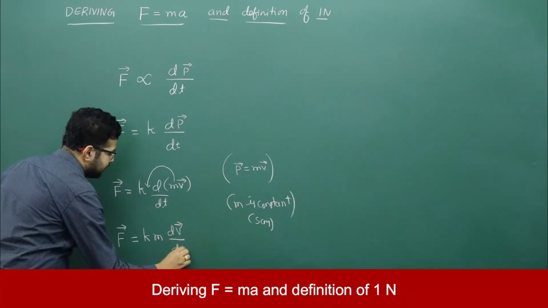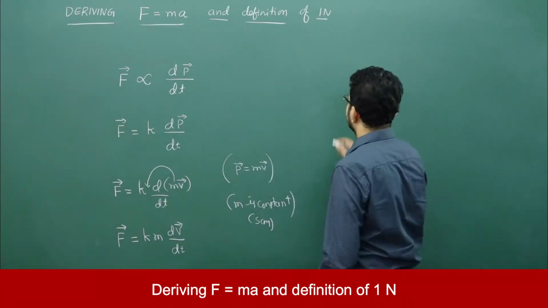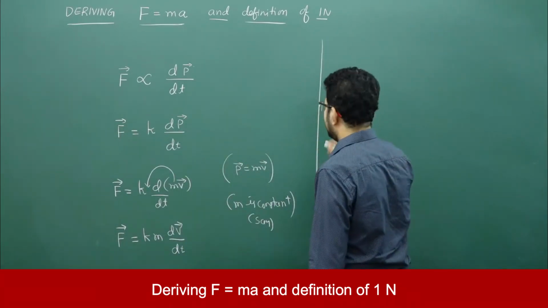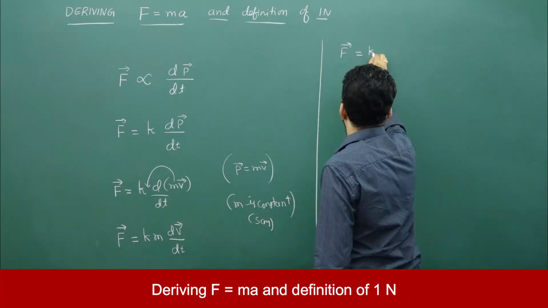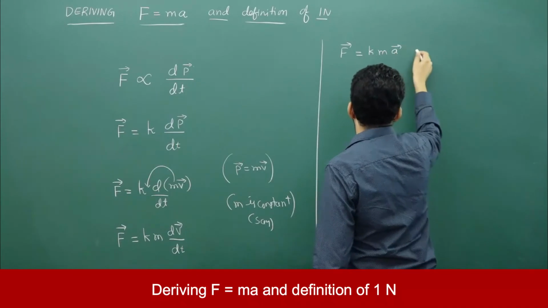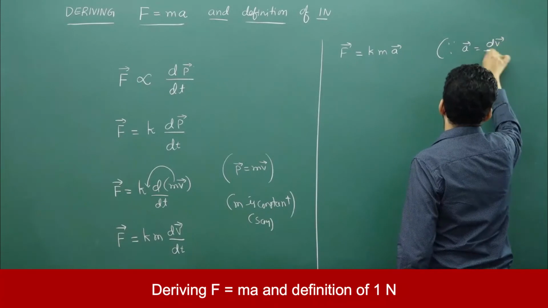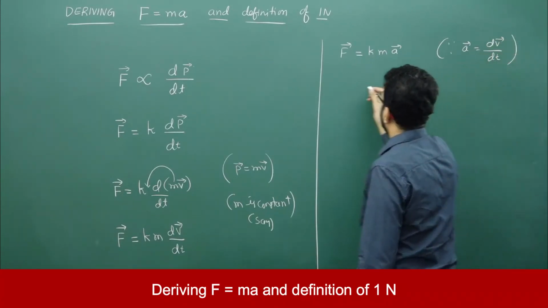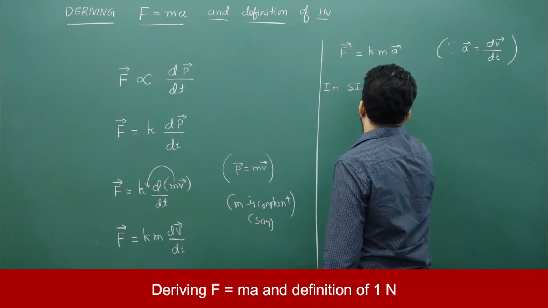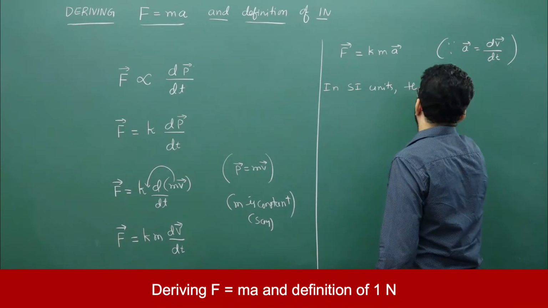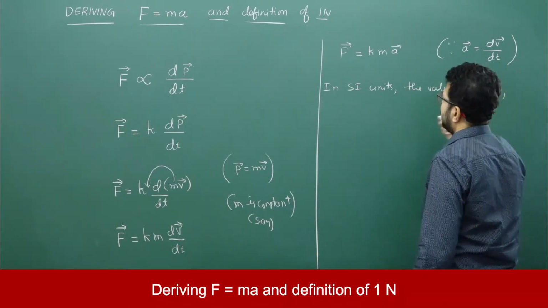What is the meaning of dv by dt? It is the rate of change of velocity. dv by dt means acceleration. So, F is equal to k into m into a. Acceleration is a vector quantity, since acceleration is equal to dv by dt. In SI units, the value of k is 1. So, therefore, what do we get?